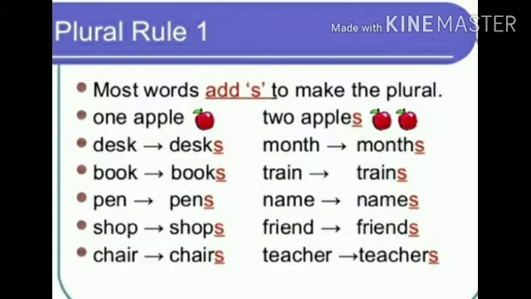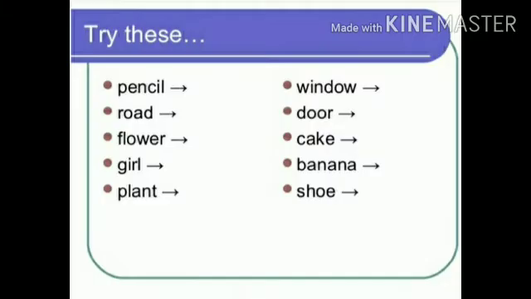Rule number 1. By adding s, we can change most singular nouns into plural, like desk, desks, book, books, pen, pens, shop, shops, chair, chairs, month, months, train, trains, name, names, friend, friends, teacher, teachers. Now you will find the task based on the rule that is explained. You will copy them in your notebook and write the answers on your own.